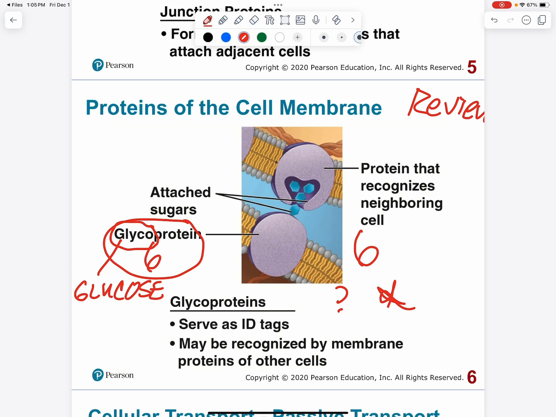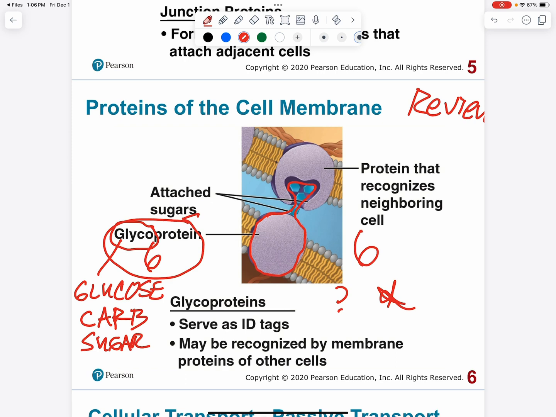Is it a carbohydrate, fat, or protein? It is a carbohydrate. I'll say a carb for short. What are carbohydrates? They are sugar. So that's why it says attached sugar. Go ahead and circle this. I'm circling the protein, but that carbohydrate is attached to the protein. It's sticking up over the cell like an antenna or a cable dish, and it's just ready to communicate.